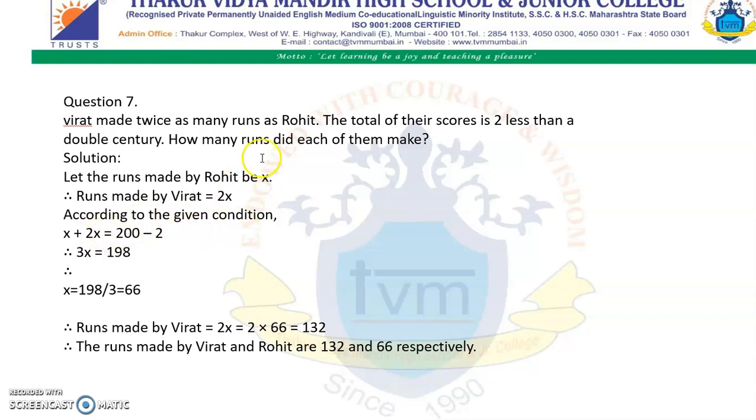According to the given condition, Rohit plus Virat together made what? Double century, but 2 runs less than a double century. So 200 minus 2 is what? 198. Therefore x equal to 198 upon 3 equal to 66. Therefore runs made by Virat are 2x. So we will substitute the value of x. 2 into 66 equal to 132. Therefore runs made by Virat and Rohit are 132 and 66 respectively.